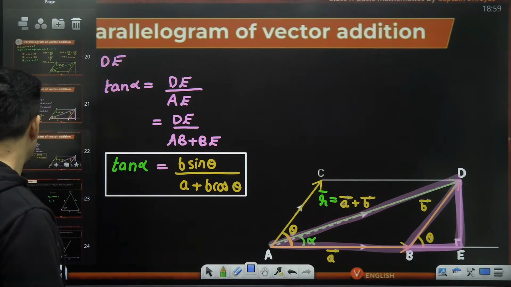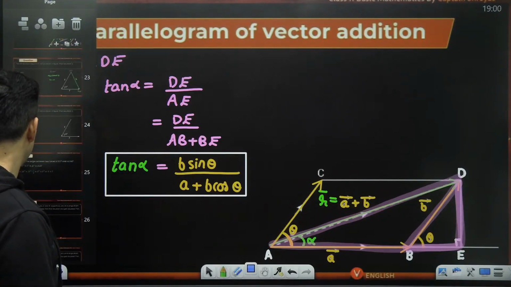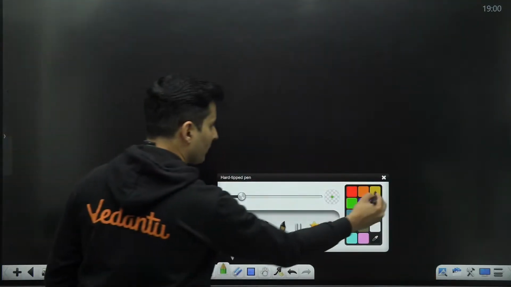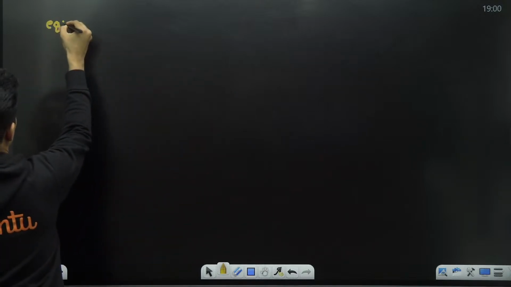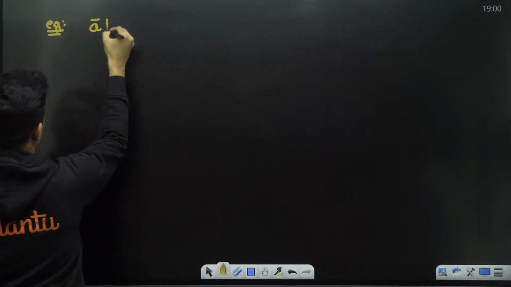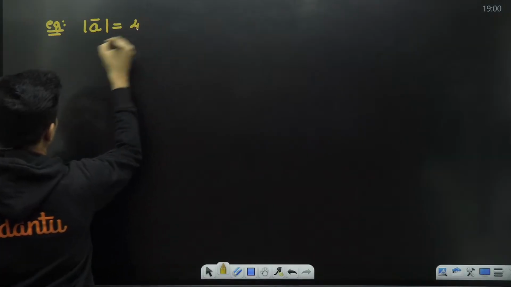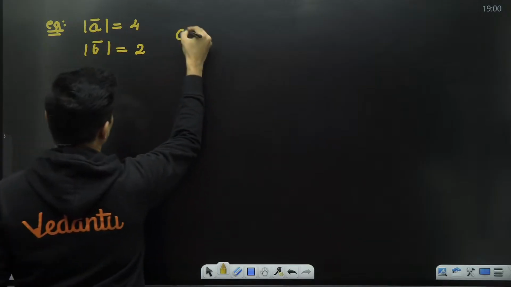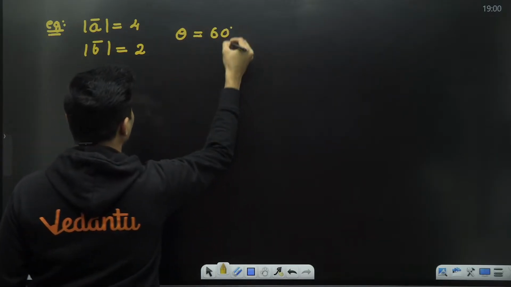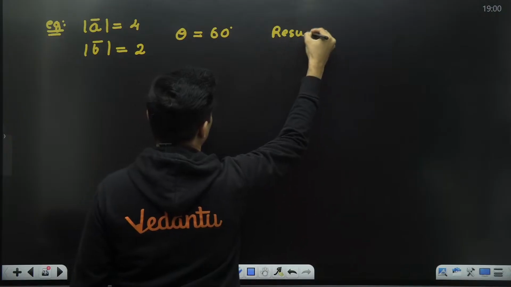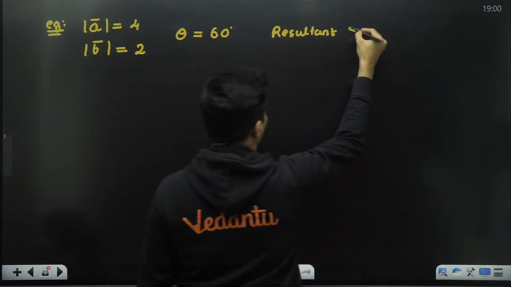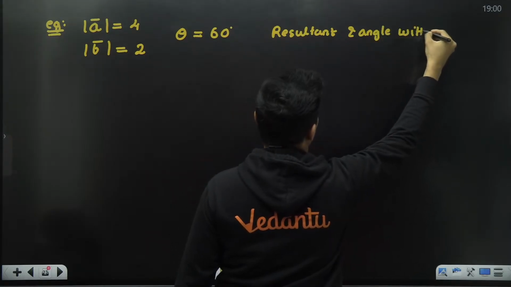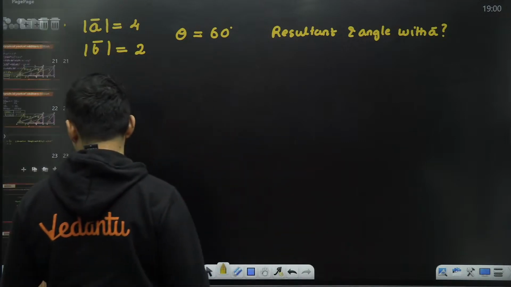Now that you have understood it till here, sir, can you show me an example on this? Why not? Say for example, imagine vector A's magnitude is given as 4 units, vector B's magnitude is given as 2 units, and the angle between them is given as 60 degrees. Find the resultant and the angle made with the vector A.